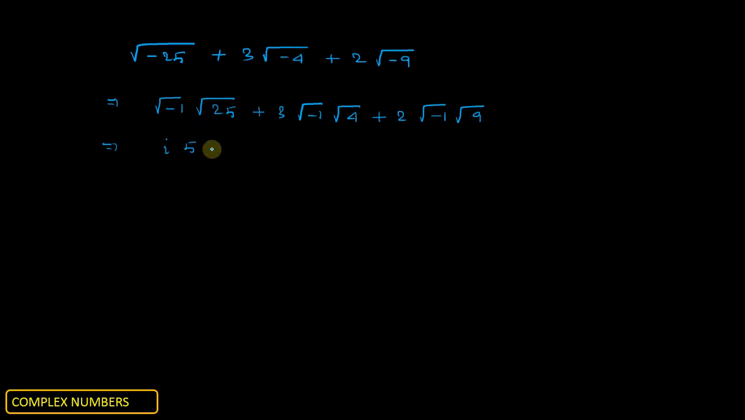And we will replace the square root of -1 by iota multiplied by the square root of 25, which is equal to 5, plus 3 iota, and the square root of 4 is what? 2, plus 2 iota, the square root of 9 is 3. So we have 5 iota plus 3 times 2 iota, that is 6 iota, plus 6 iota. So we have 6 plus 6 is 12, 12 plus 5 is 17, 17 iota. So this expression simplifies to 17 iota.